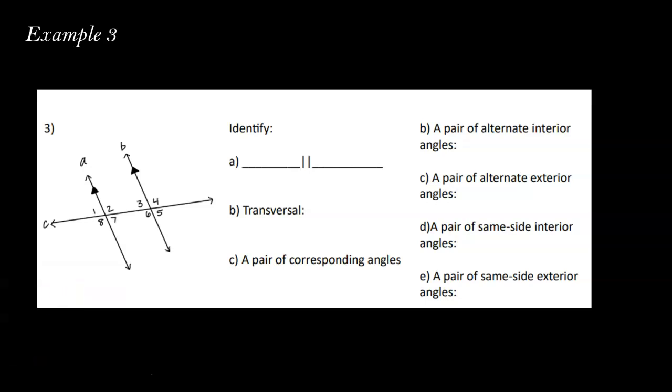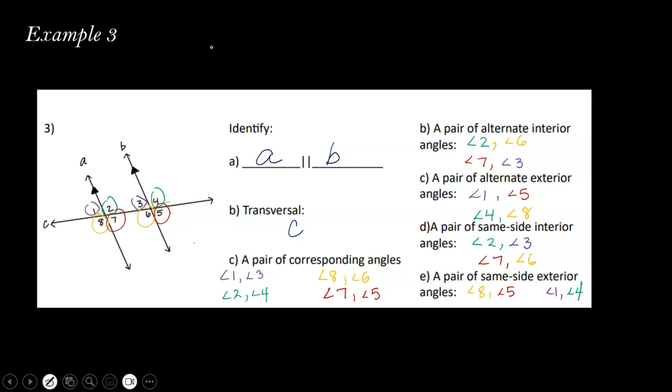Unpause the video and check the answer. Okay, on my key, I listed all of the possible answers you could have given, but you should have said A is parallel to B, and you should have said that the transversal is C. A pair of corresponding angles, you could say any one of these pairs. You could say angle 1 is corresponding to angle 3 because they're both in the upper left of their angle cluster. You could say angle 6 is corresponding to angle 8. So the corresponding angles are the ones that are in the same position on their cluster.